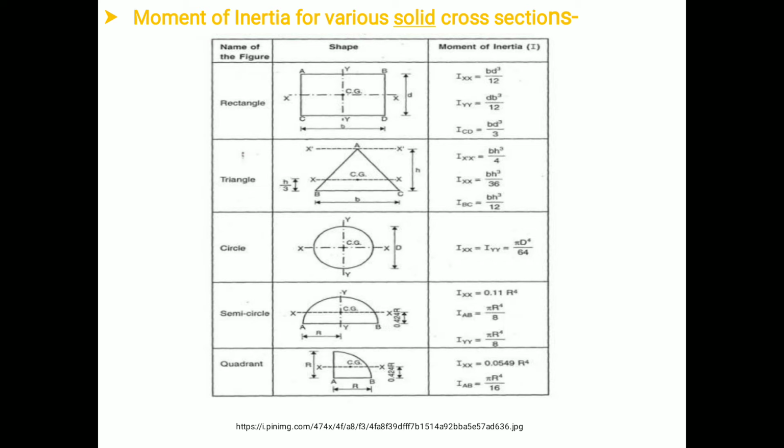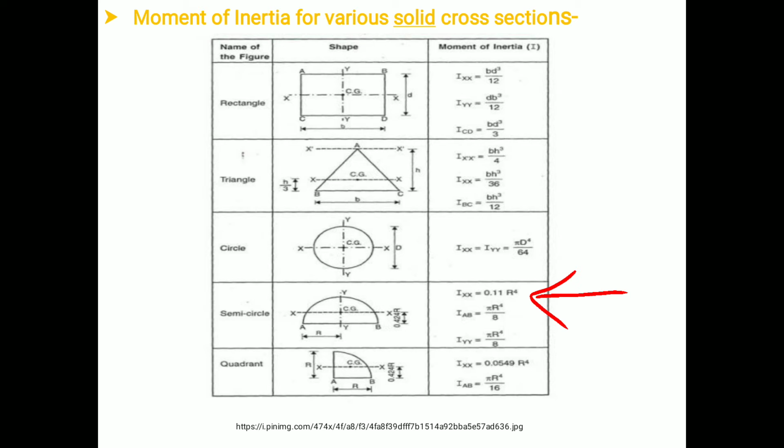And now we will consider the value of moment of inertia about the AB axis. From the figure you can see that the moment of inertia about Ixx is given by 0.11 r raised to 4. This is the value of moment of inertia about the x-axis which is passing through its CG, and r is the radius of the semicircle.